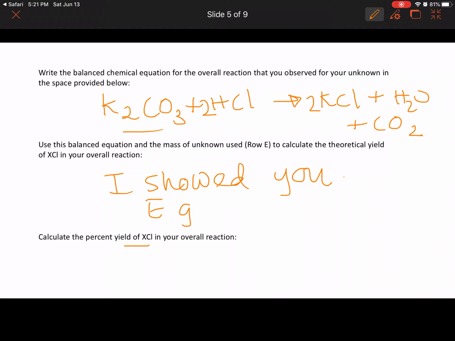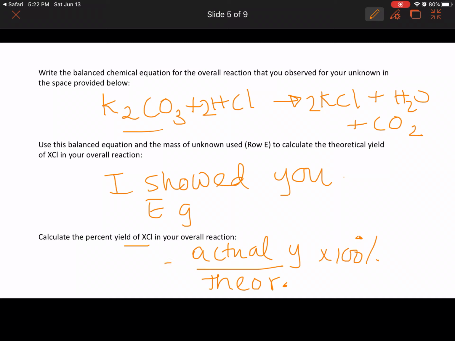And then calculate the percent yield. I showed you percent yield is also actual yield over theoretical yield times 100. So show how you get the percent yield. Okay, that's about the experiment.